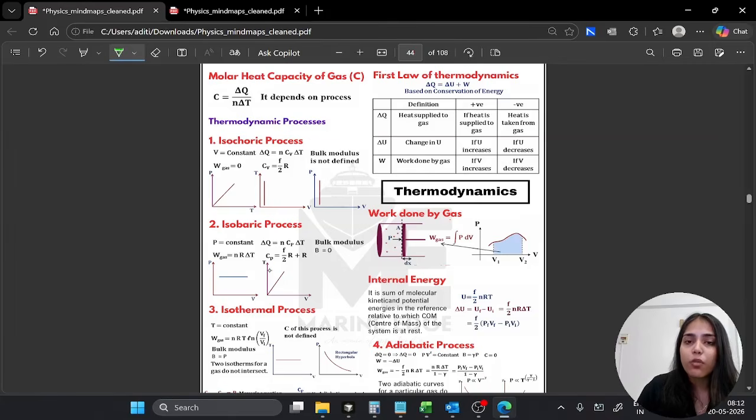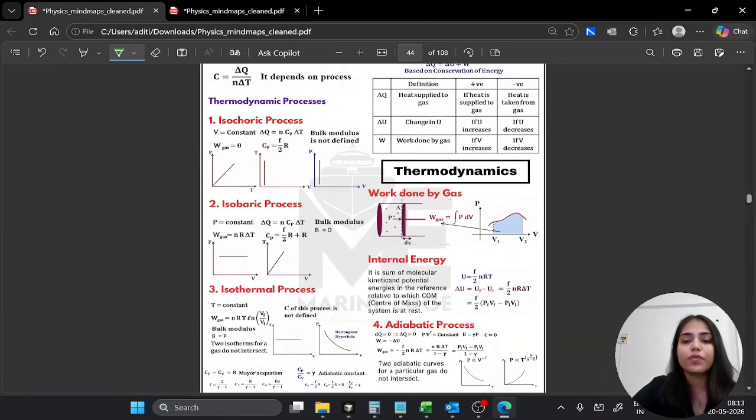One of the base formulas of thermodynamics, the first law of thermodynamics, is that whatever heat you supply to an object gets converted into the internal energy of the object, or it is reverted as work done. If heat is applied, we write it as positive heat, and if heat is lost, it is written as negative heat. If the internal energy increases, we write it as positive U. If it decreases, we write it as negative U. If the work is done by the gas, it is taken as positive. If work is done on the gas, it is taken as negative.